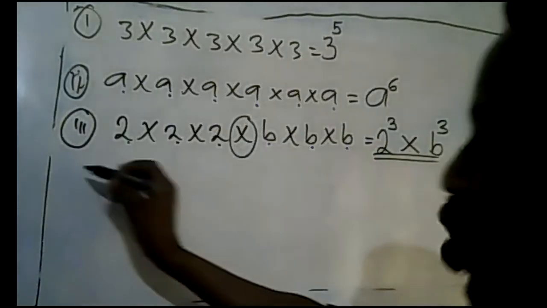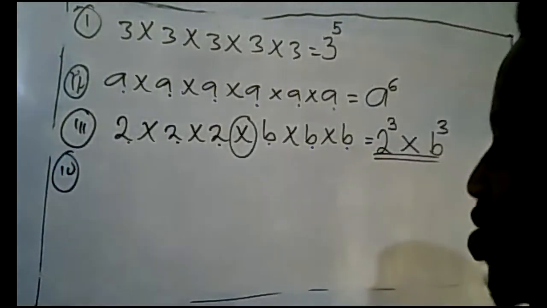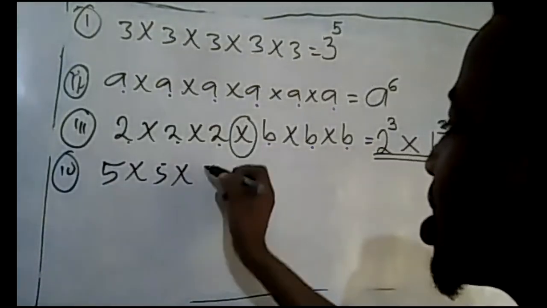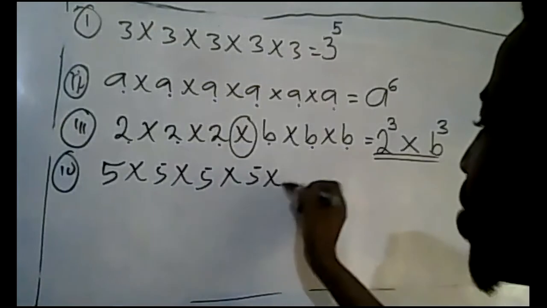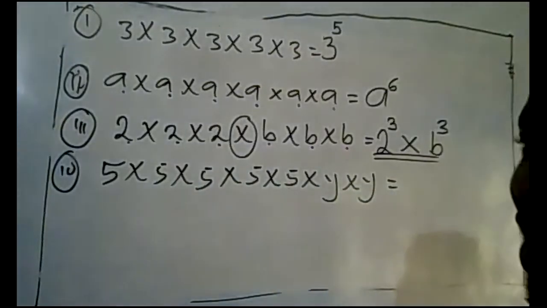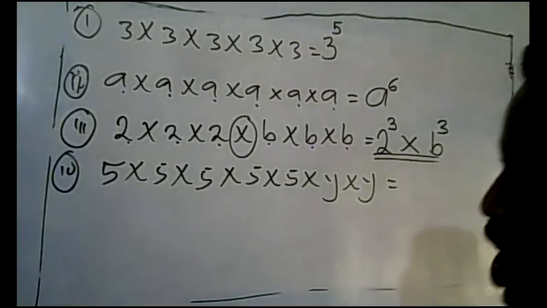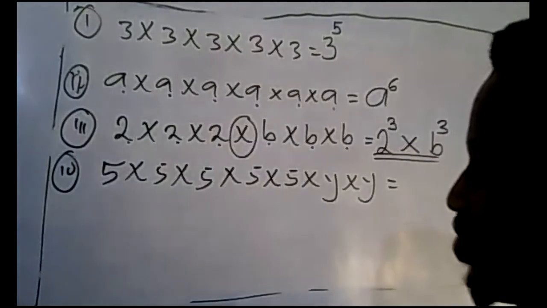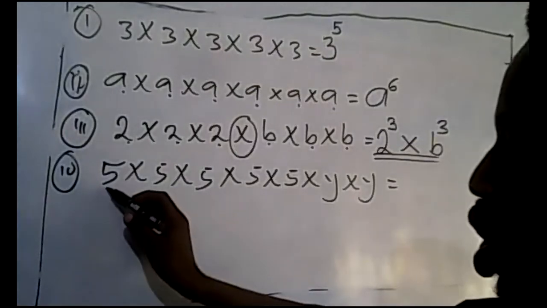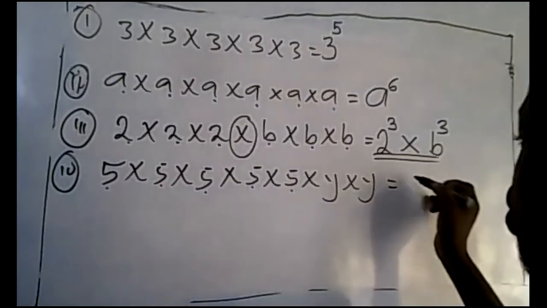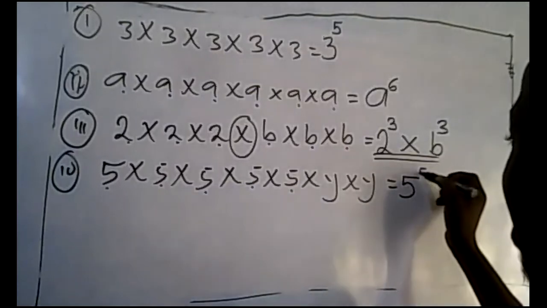Let me give yet another one. Let's see if you will know this. I have 5 times 5 times 5 times 5 times 5 times Y times Y. So what would that be in index form? Just count the numbers of 5s. How many 5s do you have here? You have 1, 2, 3, 4, and 5. So that is 5 raised to power 5.